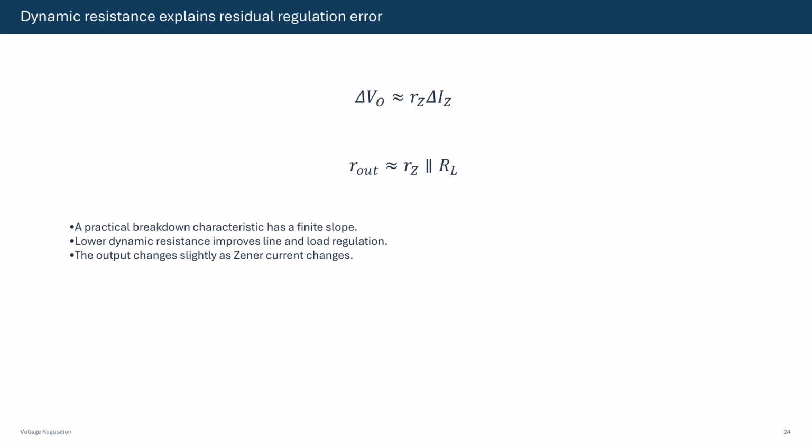A real Zener characteristic is not perfectly vertical. Its slope is represented by dynamic resistance, Rz. For a small current change, the output change is approximately Rz times delta Iz. With a fixed load, the small signal output resistance is approximately Rz in parallel with RL. Lower dynamic resistance improves regulation.